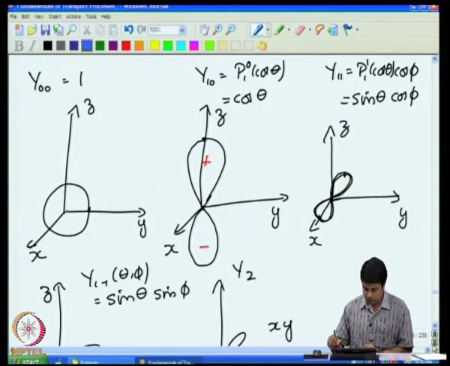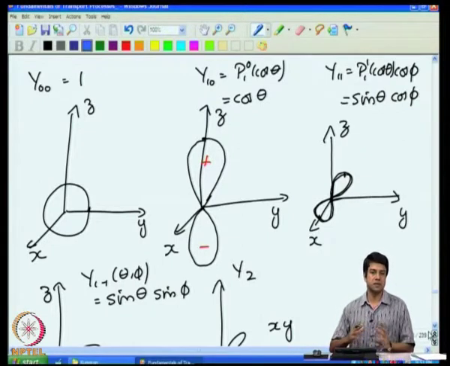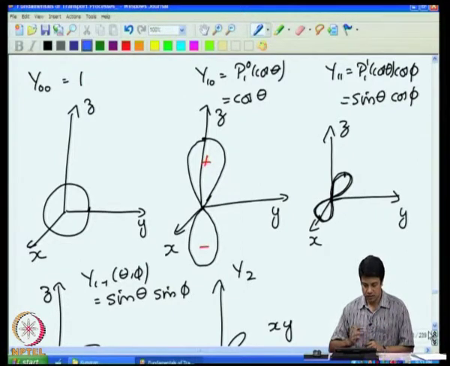And I had told you briefly about the symmetries of these spherical harmonics, in terms of how they vary spatially. Y 0 0 is spatially spherically uniform. So, surfaces of constant Y 0 0 will just look like spheres, whereas Y 1 0, Y 1 1 and Y 1 minus 1 have two regions of maximum and minimum.